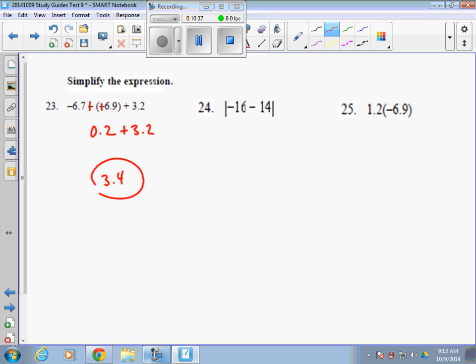The absolute value of negative 16 minus 14. Do negative 16 minus 14. Again, same signs, so add them up. 16 and 14, you get 30, and keep the common sign, the negative. So bring down the 30.